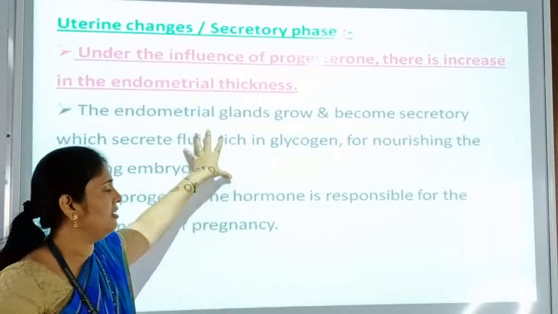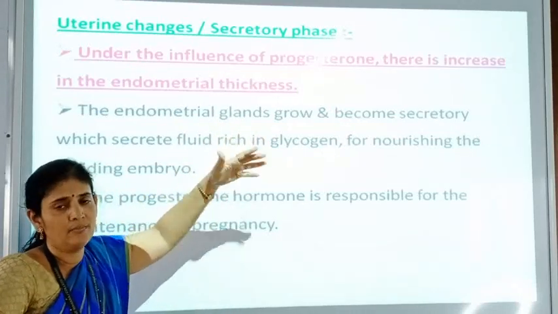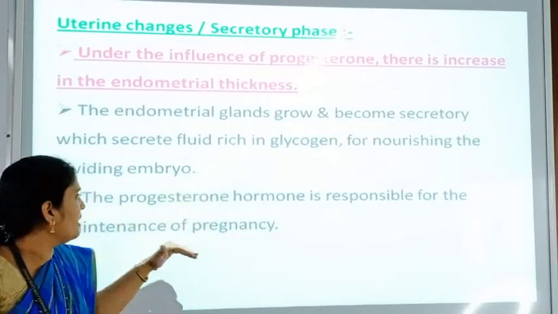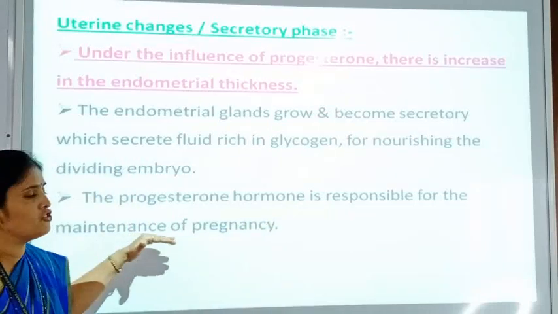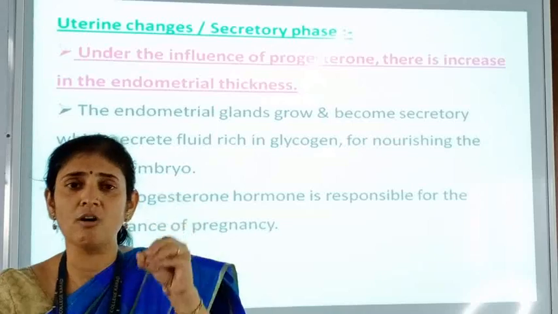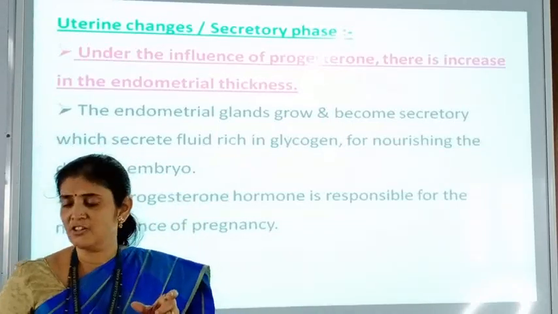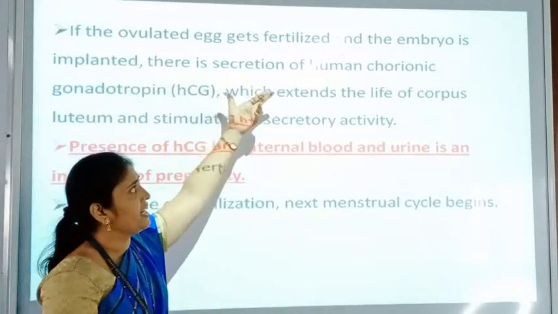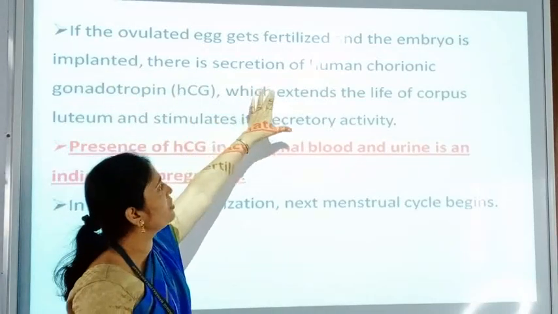So here the endometrial glands are growing on, and they are secreting this glycogen rich fluid, and this progesterone hormone is responsible for the maintenance of the pregnancy. So in this phase, if pregnancy is occurring, the progesterone hormone is playing a key role for the maintenance of this pregnancy. The ovulated egg gets fertilized, the embryo is implanted, there is secretion of human chorionic.